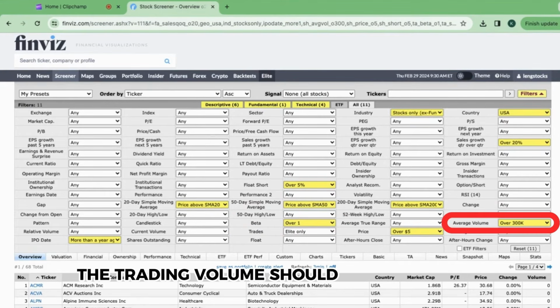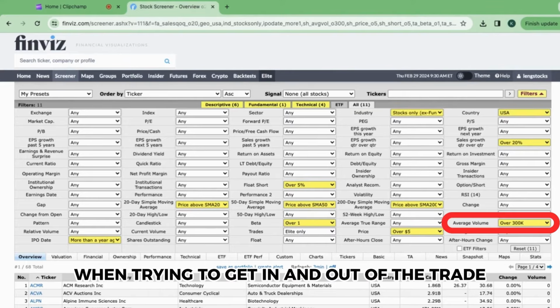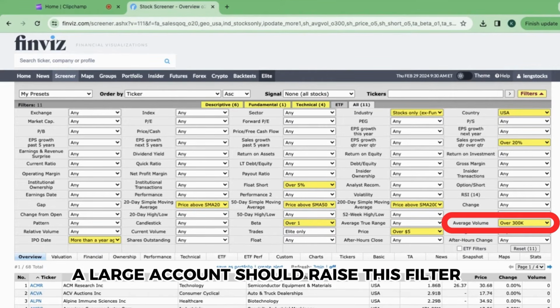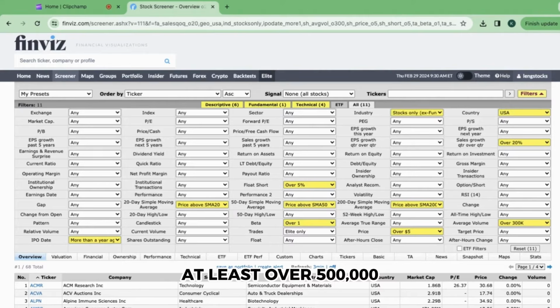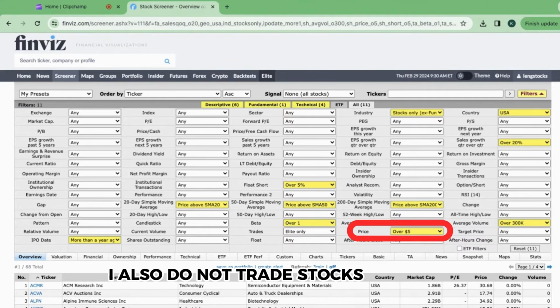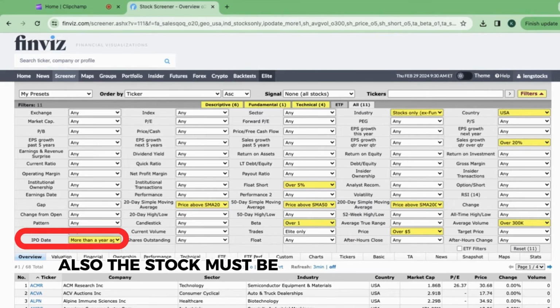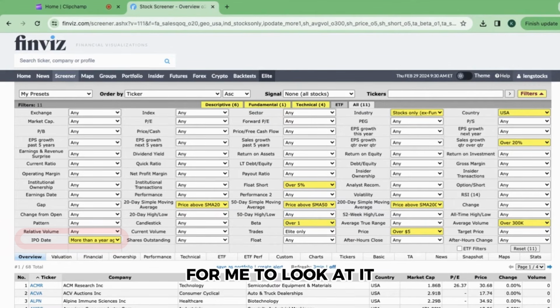The trading volume should be over 300,000 to avoid liquidity issues when trying to get in and out of the trade. A large account should raise this filter to at least over 500,000. I also do not trade stocks under $5, as it usually is a penny stock. Also, the stock must be trading for at least a year for me to look at it.